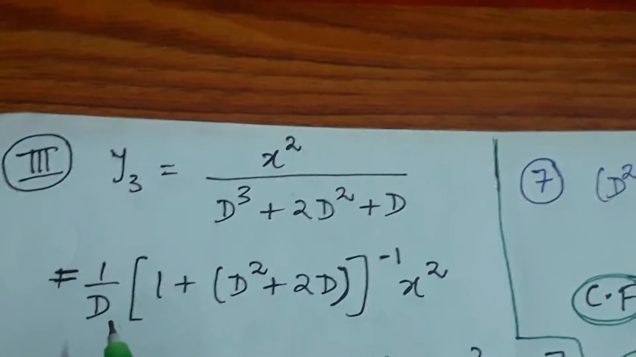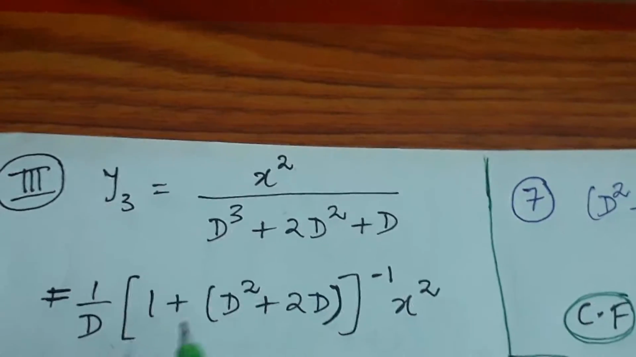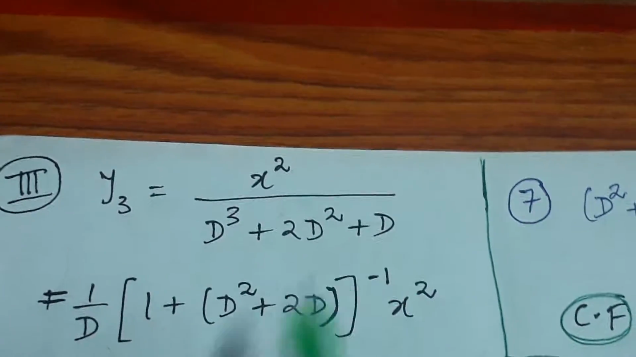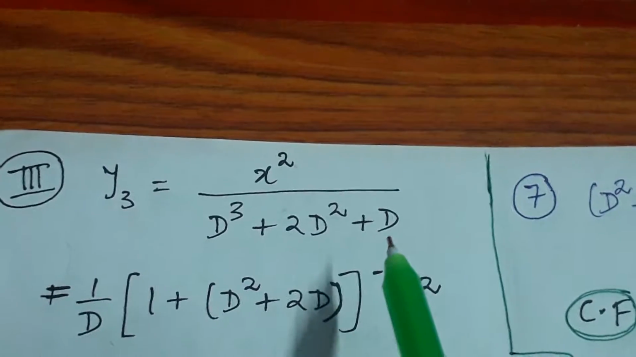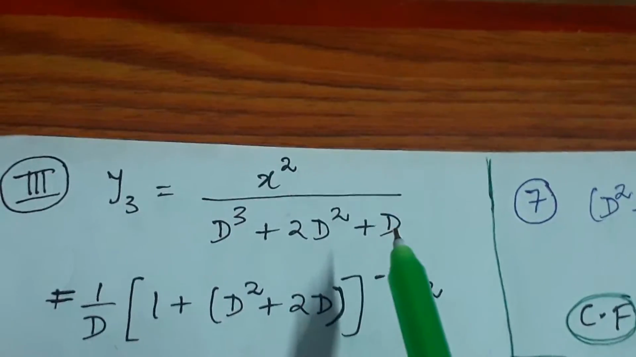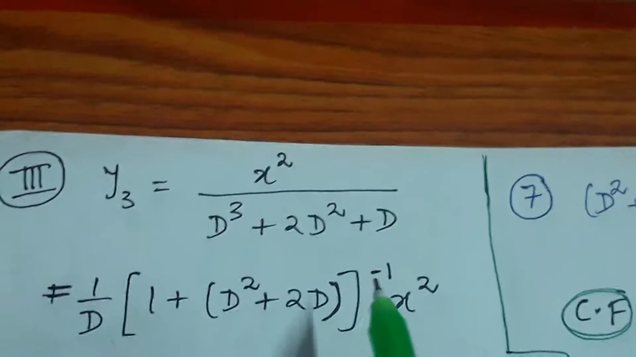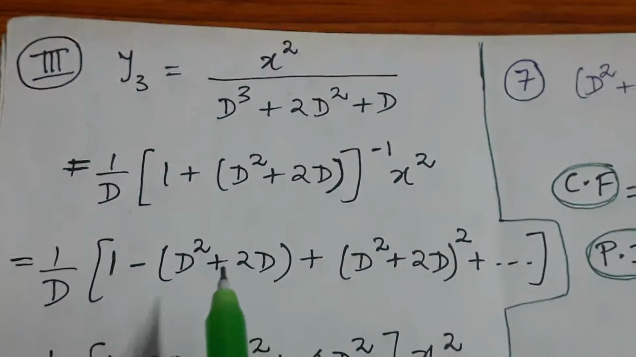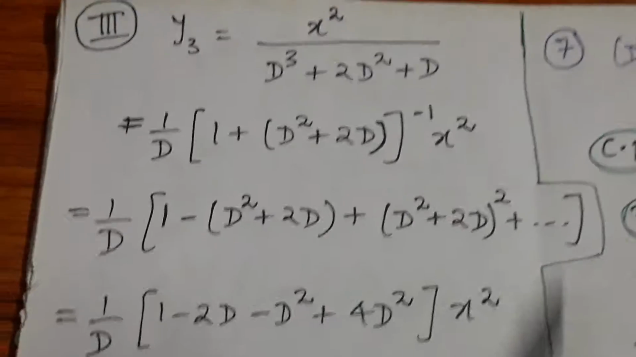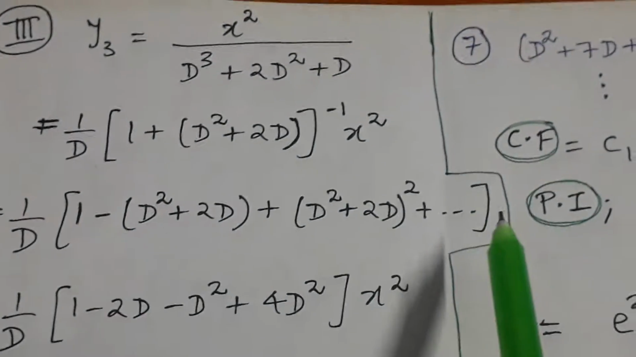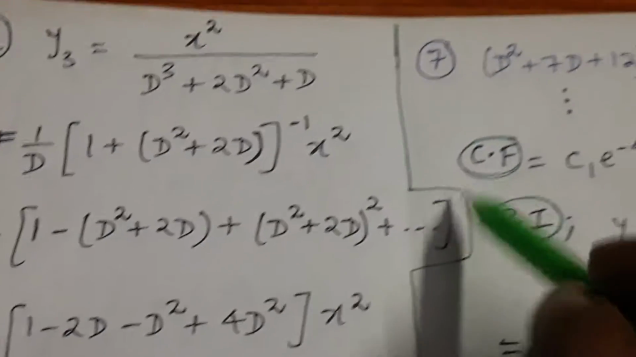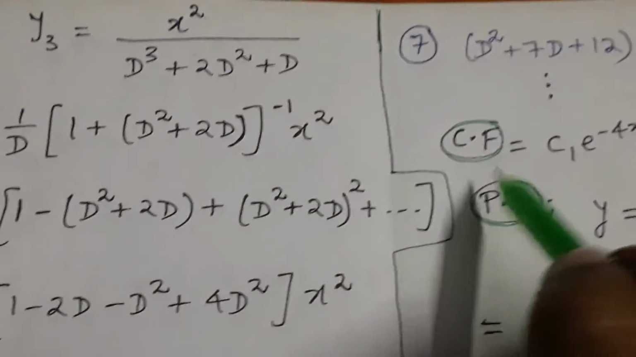Then you take it out as 1 by D. The rest you write as it is, 1 plus D square plus 2D, divided by 1, because the constant when taken out is 1. So this power minus 1 gives 1 minus x plus x square, and so on. Outside multiply by x square. Don't forget to write x squared here.